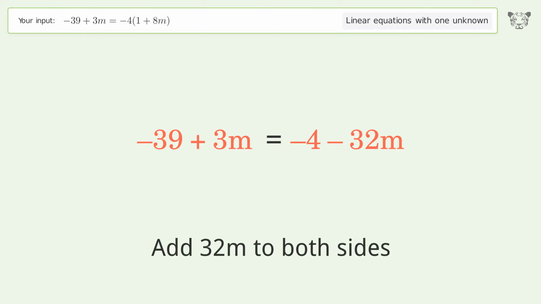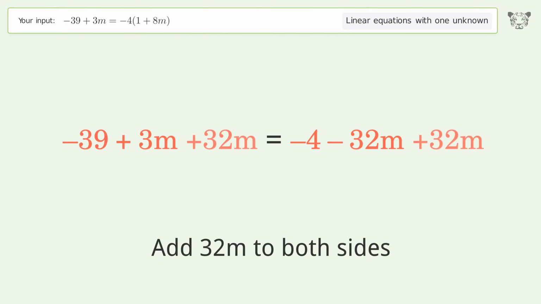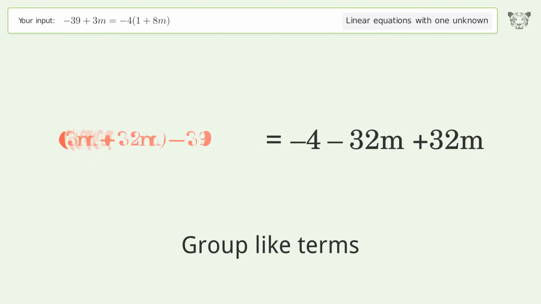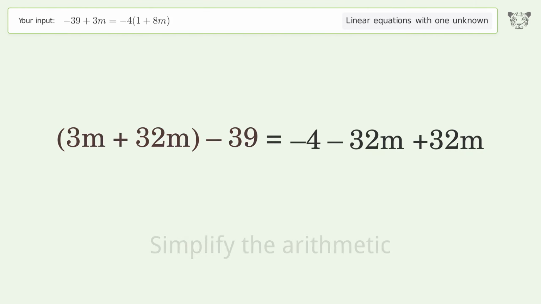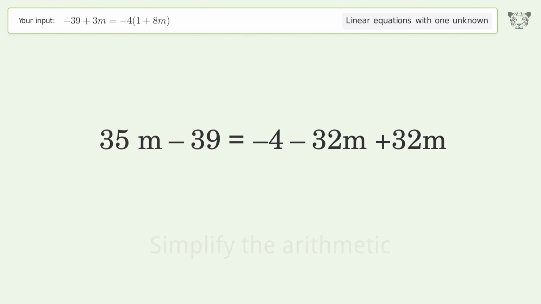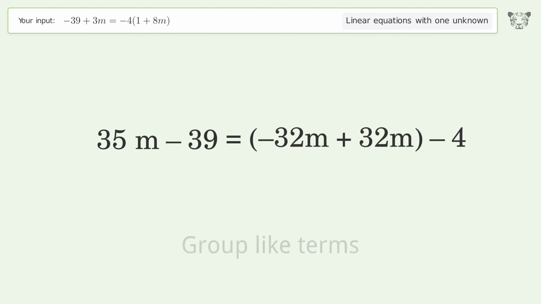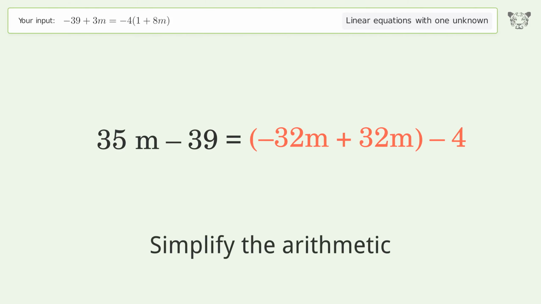Add 32m to both sides. Group like terms. Simplify the arithmetic. Group like terms. Simplify the arithmetic.